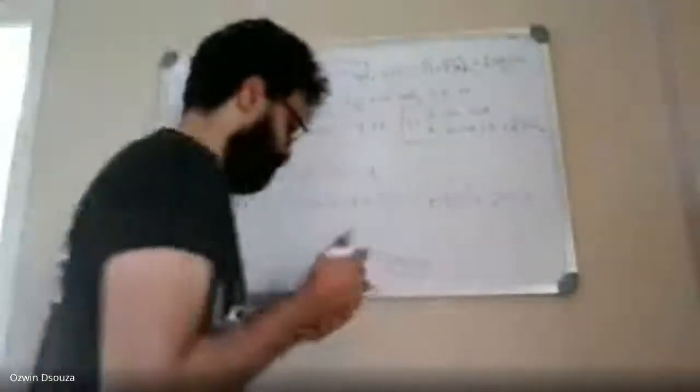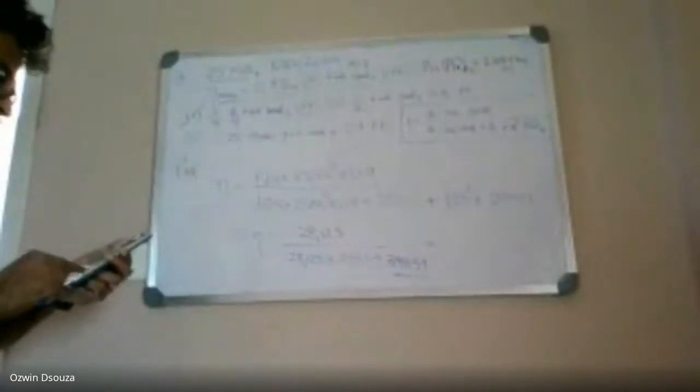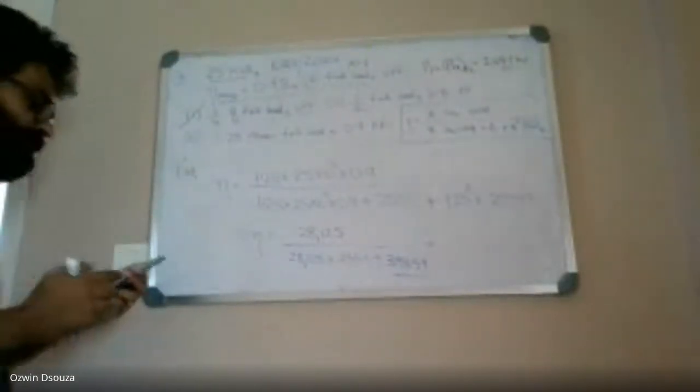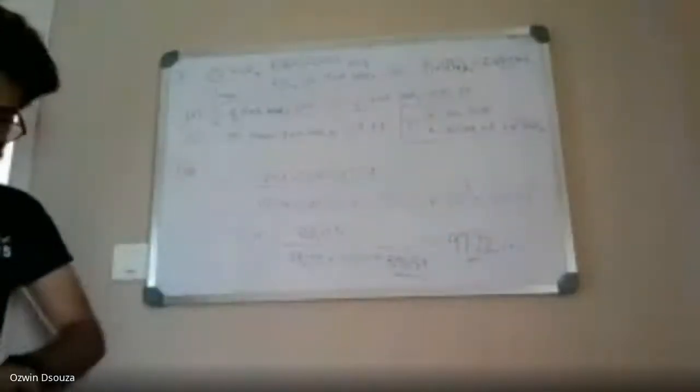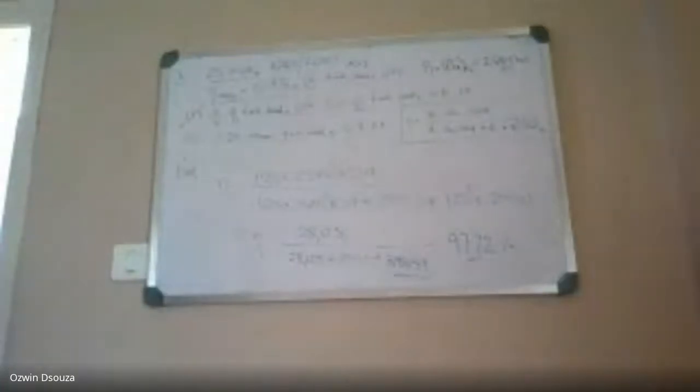So that's okay. 28, 125, how much you'll get? 97.73%. Yeah, 97.73%. So that's about problem number 3.